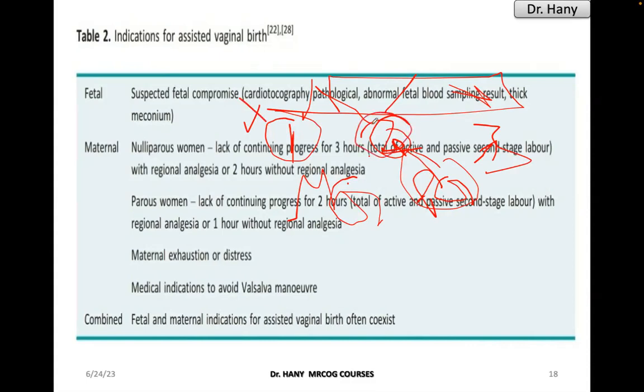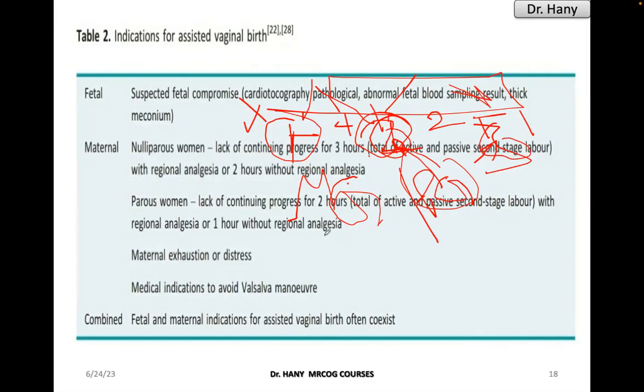Multigravida, 1 hour is enough without epidural. With epidural, only 2 hours: 1 hour passive and 1 hour active. Primigravida without epidural, 2 hours, then interfere for maternal delay: 1 hour passive and 1 hour active. With epidural, I will add 1 hour in the passive, so 2 hours passive plus 1 hour pushing.